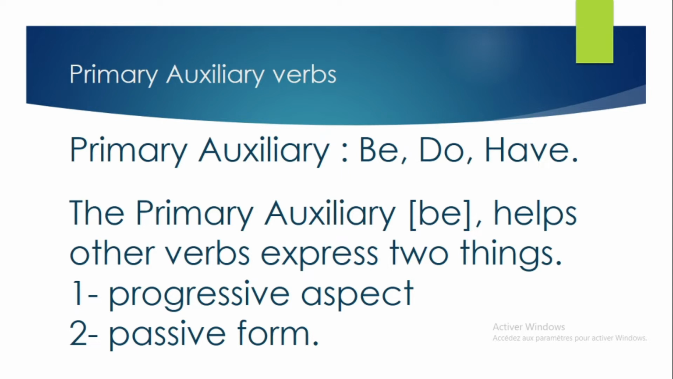The primary auxiliary verb be helps other verbs express two things. The first one is the progressive aspect. We talked about the progressive aspect already. And the second one is the passive form. I hope in the next video we're gonna spend time talking about the passive form, and you're gonna understand what the passive form is. So today we're gonna just talk about the primary auxiliary verb be.